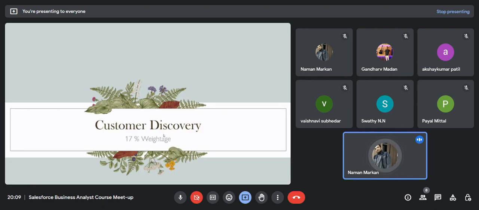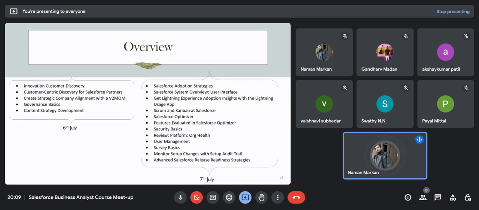Then we moved forward with customer discovery, which has a 17% weightage. In customer discovery, we segmented it into two different parts. First, we talked about the theoretical discovery, like how we can make sure that the customer is a medium to work on, and how, based on that particular customer, we can work and align with them with the help of some tools and models, like the V2MOM model. We also looked into governance basics, and some content strategy development.